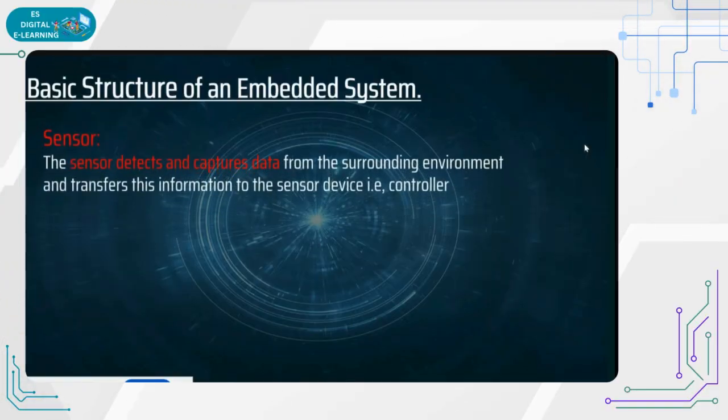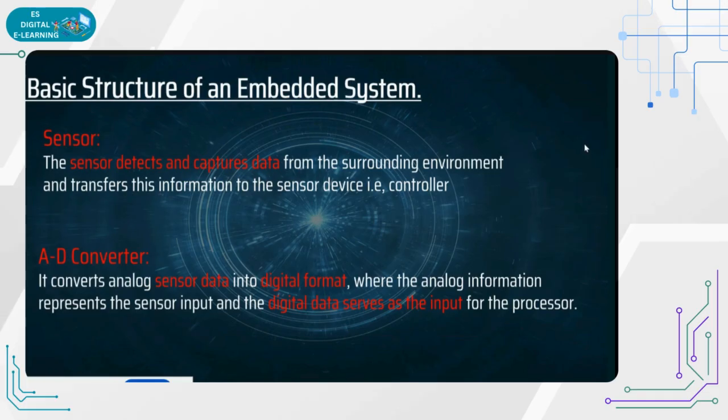Basic structure of the embedded system, whatever we discussed till now: a sensor will detect and capture the data from the surrounding environment and transfer the information to the device, which is nothing but the controller. So what is ADC? It will convert analog data to digital data, because the processor can understand only digital data.